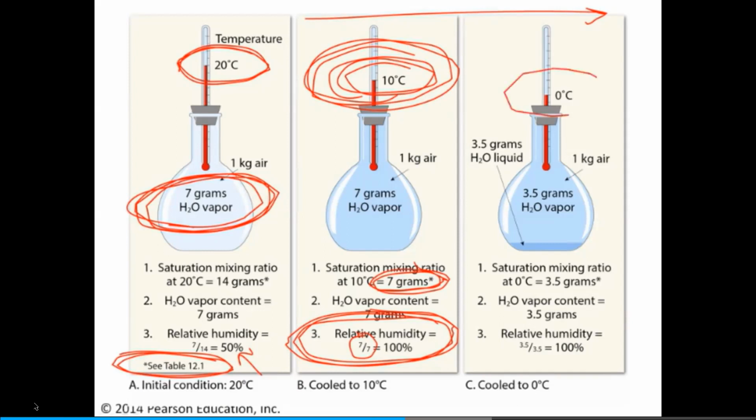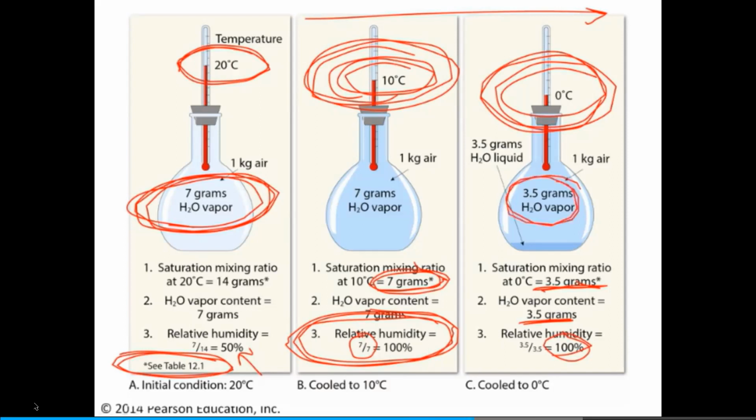So now we're going to drop it down to 0 degrees Celsius. And at 0 degrees, the saturation mixing ratio is 3.5 grams. And so what's going to end up happening here is that that's all the water vapor that air can hold. And so it's going to remain at 3.5 grams, which is 100%. But 3.5 grams of water vapor in the air when you had 7 to start off with means that 3.5 grams is going to have to leave the vapor phase and enter the liquid phase. It's going to condense, and so you end up getting 3.5 grams of water at the bottom of the flask.